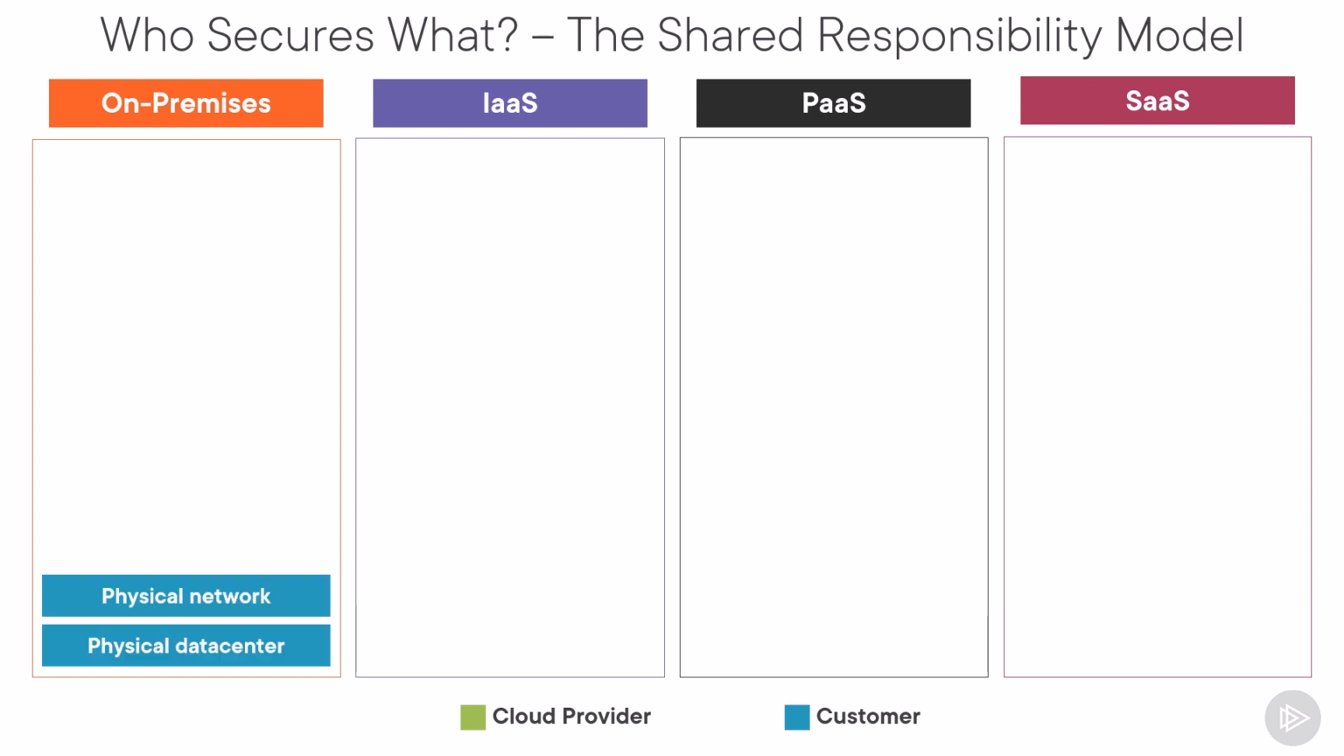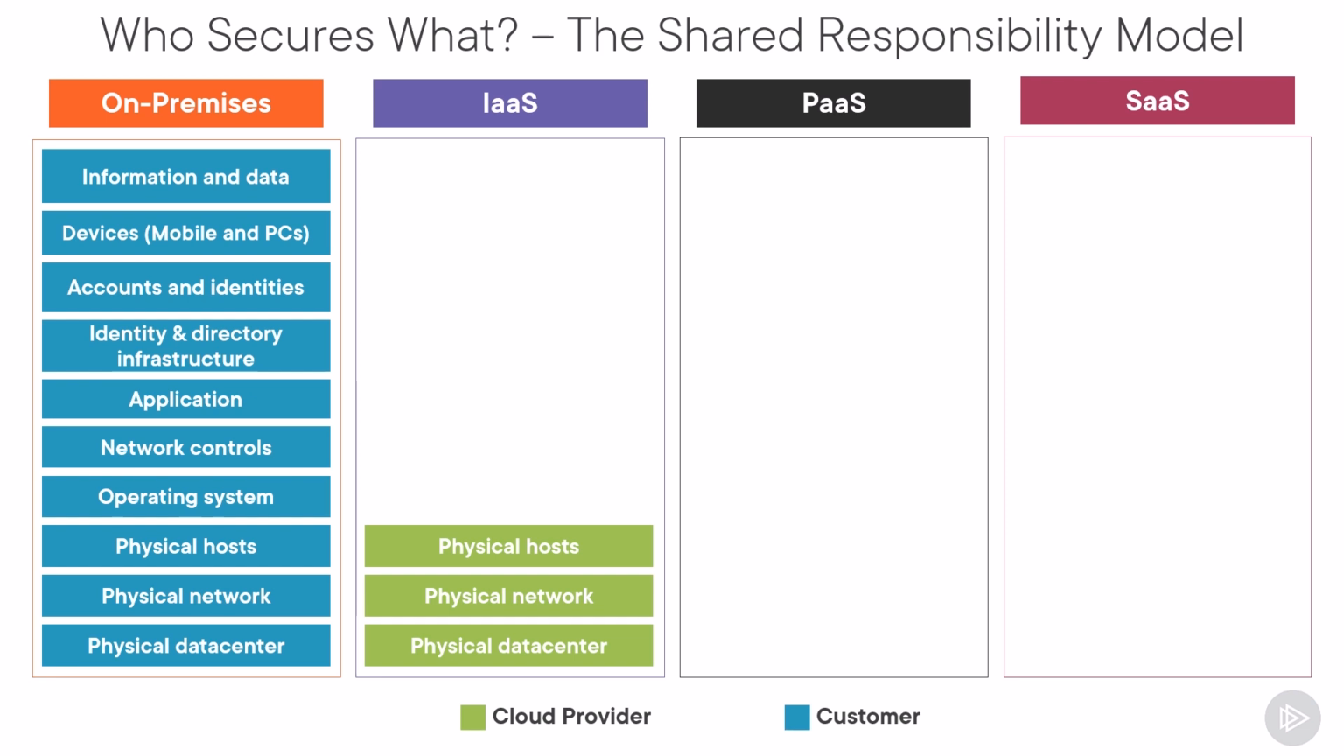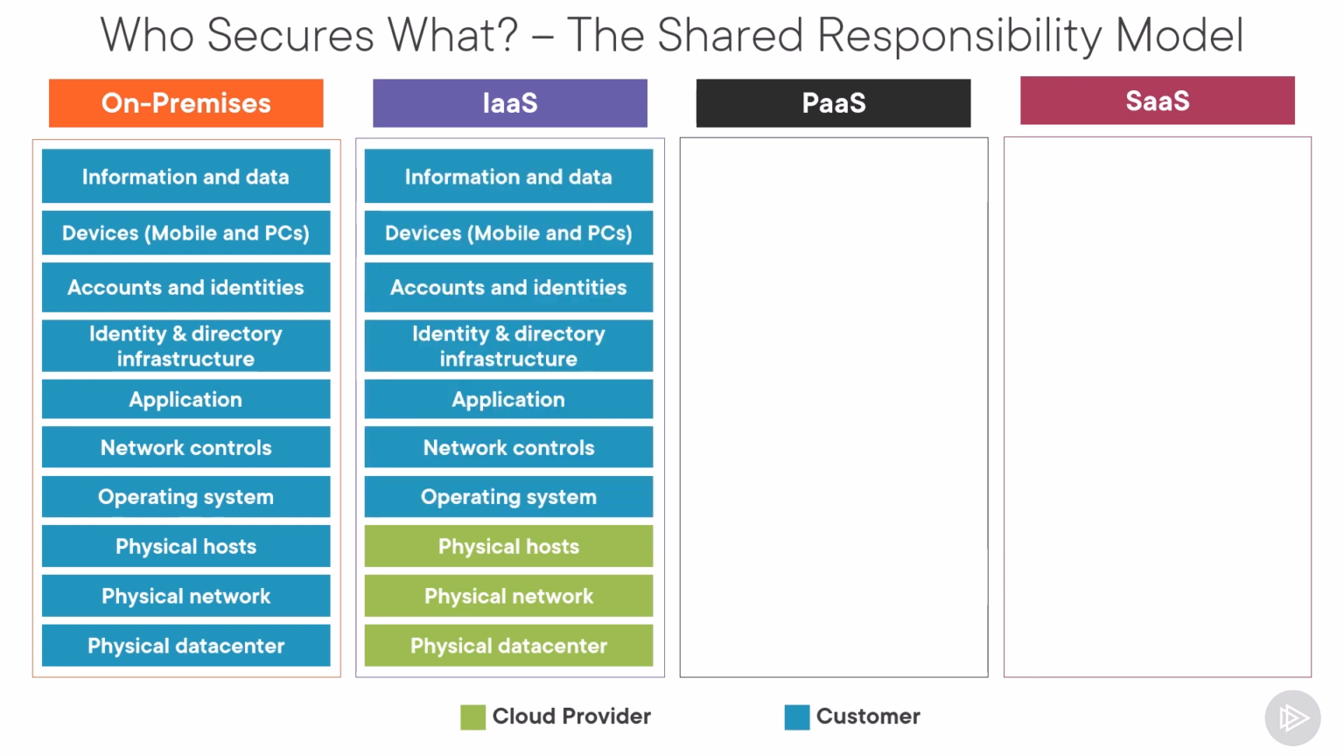Let's start with on-premises, which is the easiest one because basically on-premises, the customer is responsible for securing everything from the physical data center to the network, hosts, applications, all the way to the information and data. If we move on to infrastructure as a service, the cloud provider now takes care of the physical data center, the physical network and host. However, everything over it, such as the operating system, applications, accounts and identities, falls under your responsibility as a client.